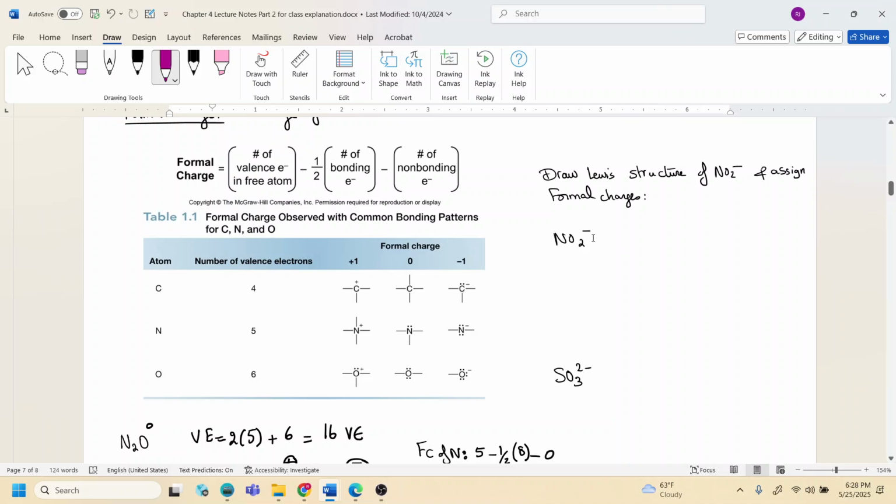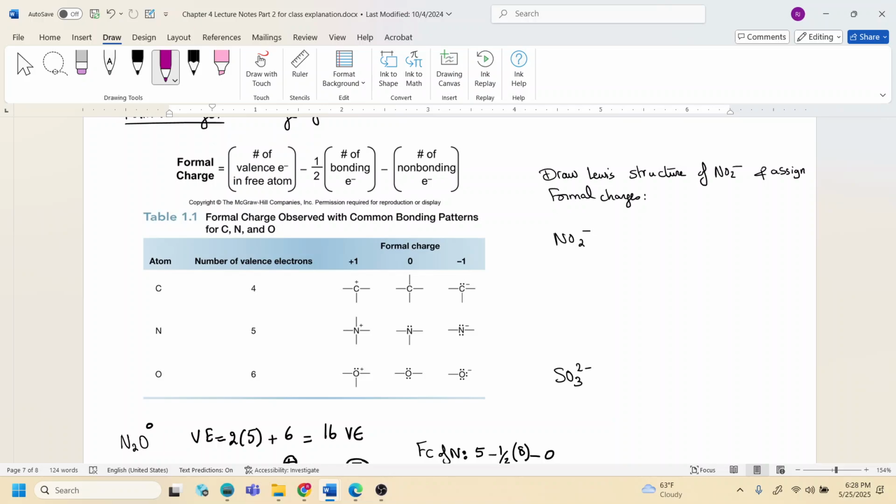Now let's have another example, but now this is an ion. This is a nitrite ion, and I want to draw the Lewis structure for this one and assign the formal charges. So we want to see this negative charge. This negative charge is the sum of the total charges of the NO2. So at the end, if there are a lot of charges in the NO2 structure, they would end up being a negative charge. This is the sum of all the charges of that structure.